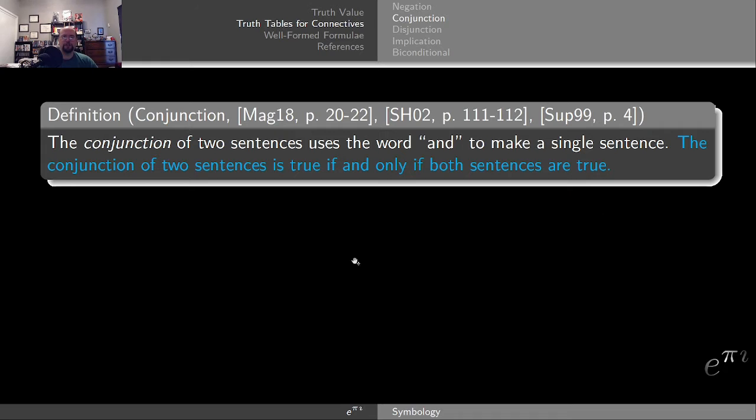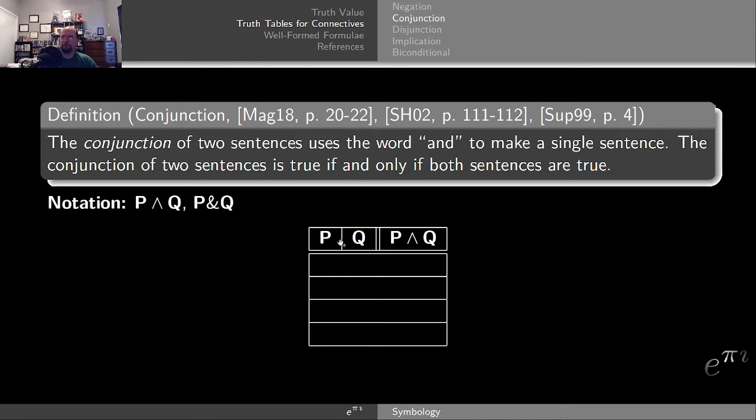In terms of notation, if P and Q are my sentences, some books use the wedge symbol in between right here to form P conjunction Q this way. Other books use the ampersand, so P conjunction Q can be written this way as well. Both of these are accepted, though I have a bit of a preference for the first one.